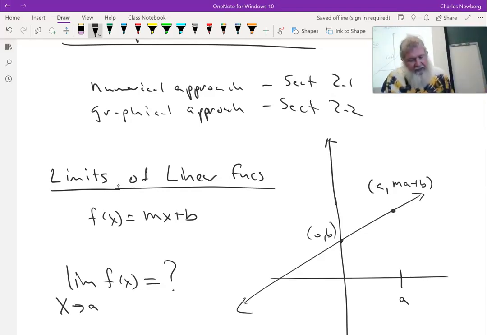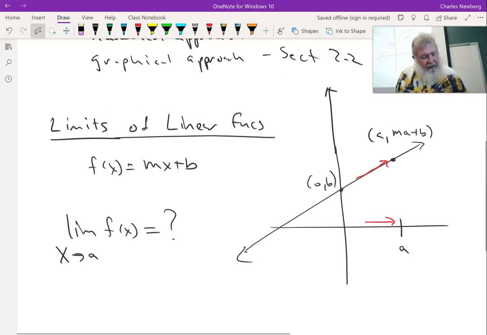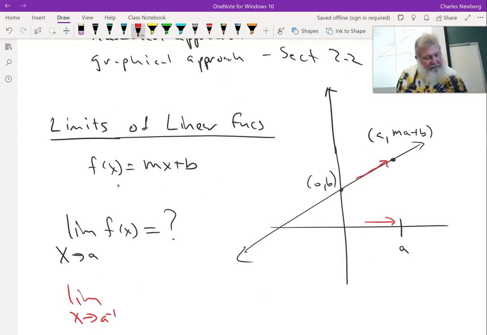Let's see here. As we approach a from the negative side, what's happening to those y-coordinates? The limit as x approaches a from the negative side of f of x. Well, what does it look like those function values are approaching? Looks like they're approaching what? MA plus B.